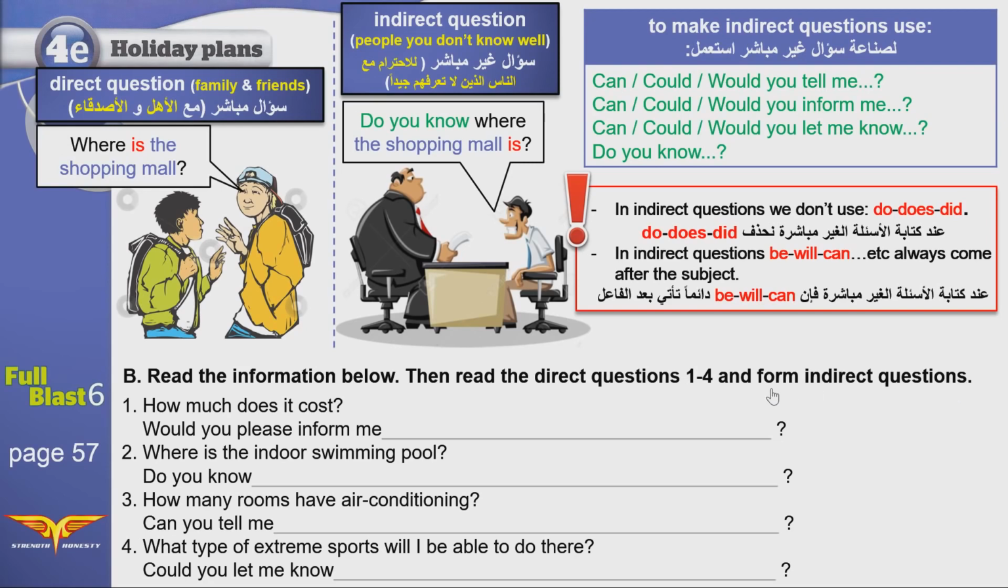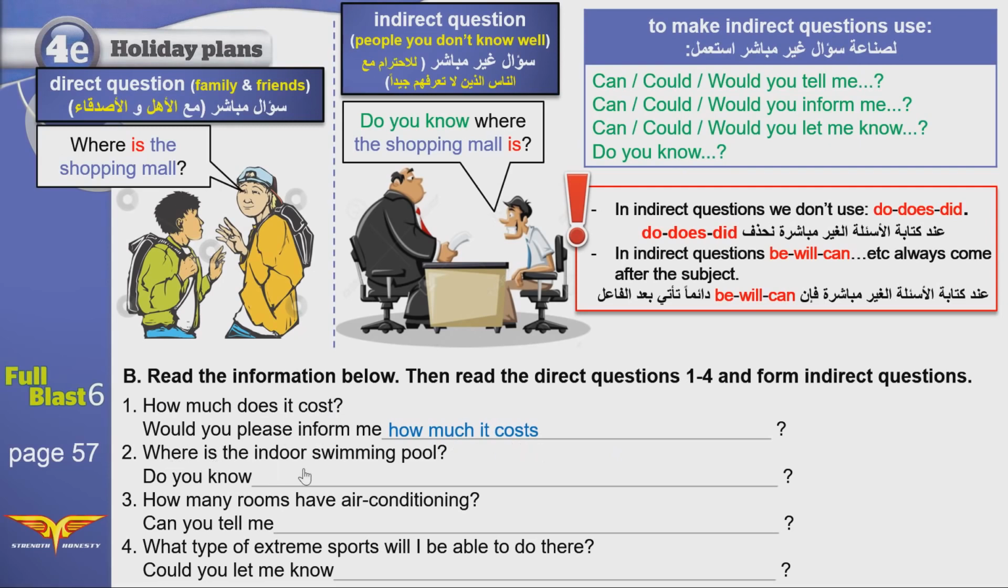Now, please, stop this video now. Try writing the indirect questions yourselves, and then continue this video to check your answers. 1. How much does it cost? We have does. We will not write does here. So we will just write how much it costs.